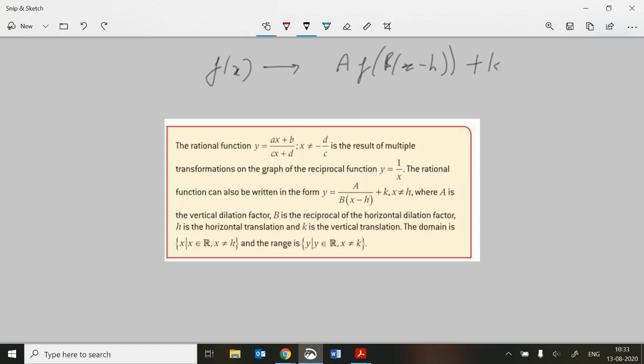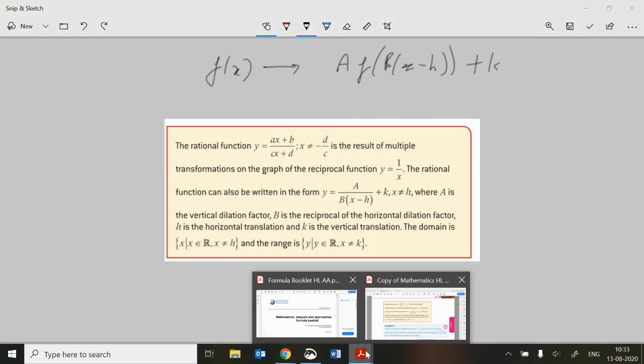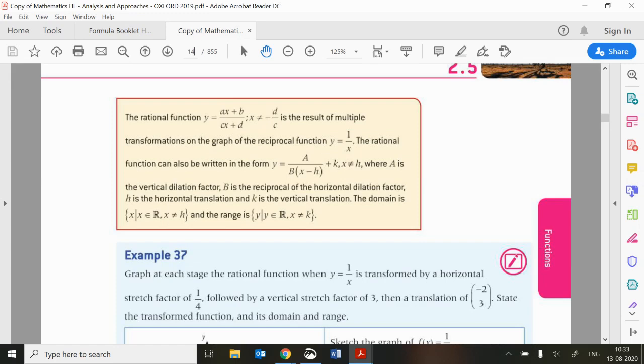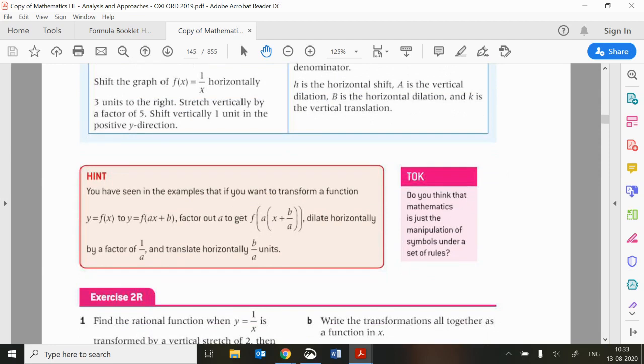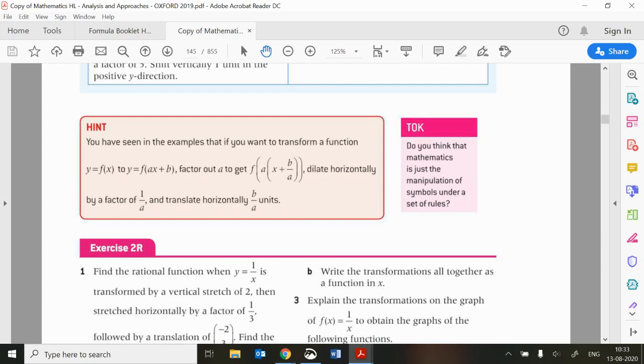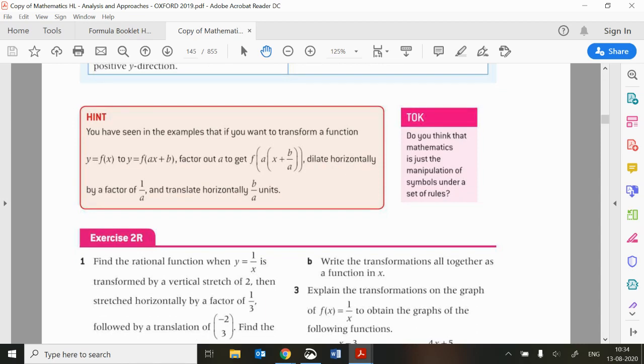Okay, so before I actually go into this, I'm going to spend a little time explaining the note which they actually put on the end of this exercise. So on page 145, they come up with a nice little hint, which, to be honest, I would like to have seen earlier on. But the hint is this thing here says, you have seen in the examples that if you want to transform a function y equals f of x to y equals f of ax plus b, factor out the a, factorize, take the a out as a factor, and then stretch horizontally, they're saying dilate, same thing though, stretch horizontally by a factor of 1 over a and translate horizontally by b over a.